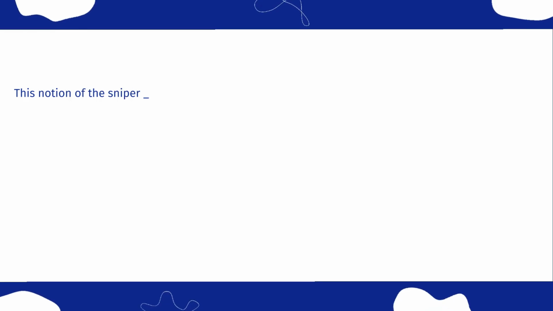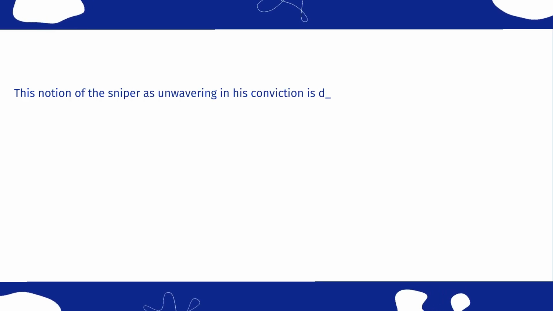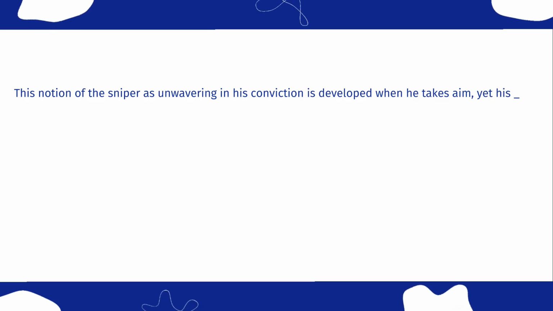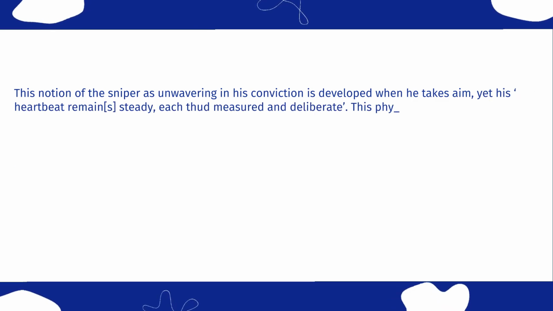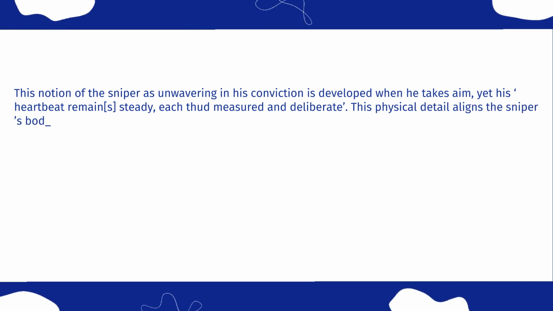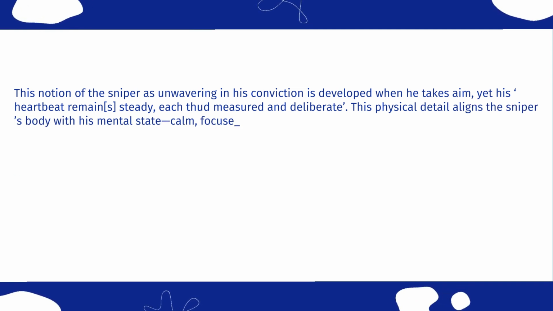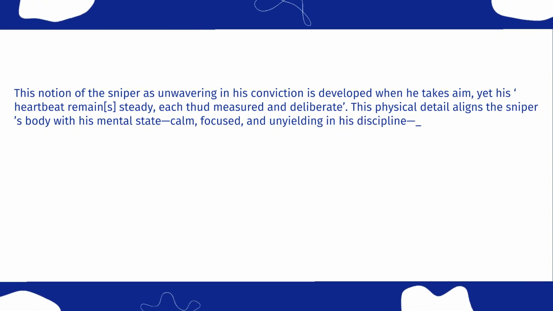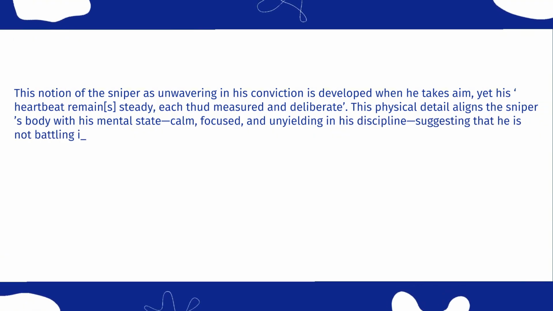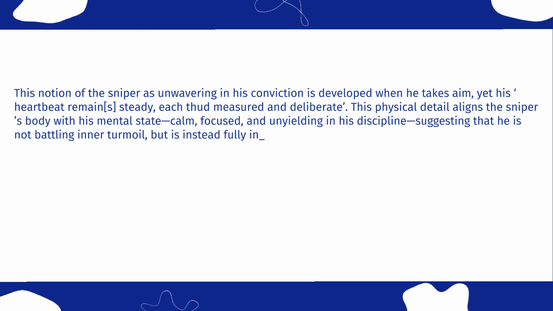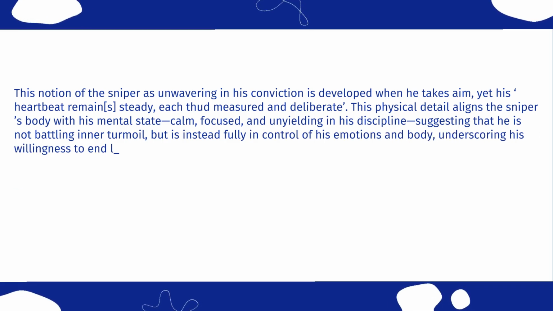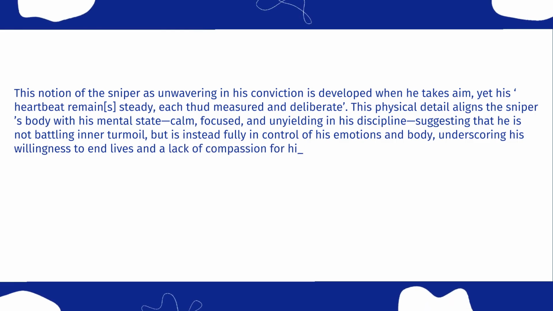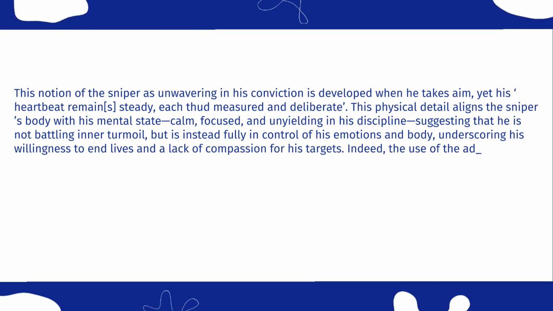This notion of the sniper as unwavering in his conviction is developed when he takes aim, yet his heartbeat remains steady, each thud measured and deliberate. This physical detail aligns the sniper's body with his mental state, calm, focused, and unyielding in his discipline, suggesting that he is not battling in turmoil, but is instead fully in control of his emotions and body, underscoring his willingness to end lives and a lack of compassion for his targets.